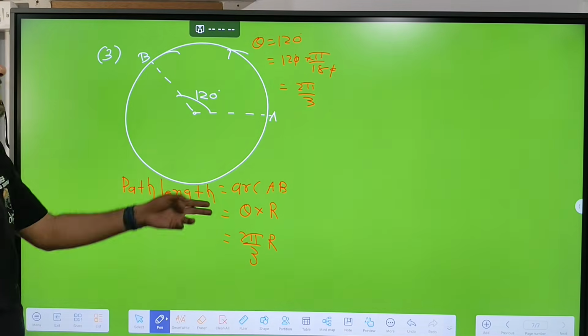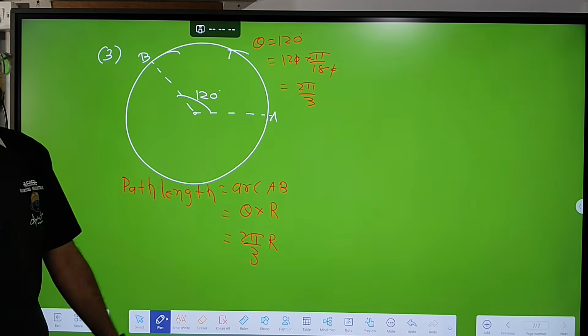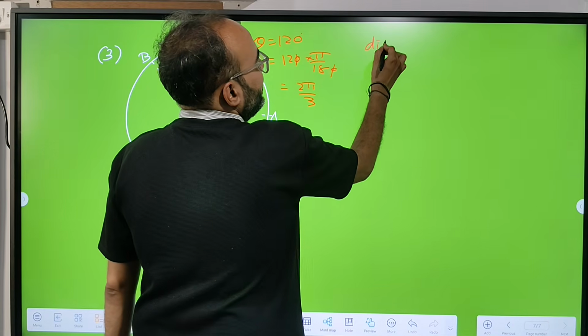Okay, if you want to convert degree to radian, then multiply by pi by 180. So what is our path length? 2 pi r by 3. Chalo, now next, it is again very important.